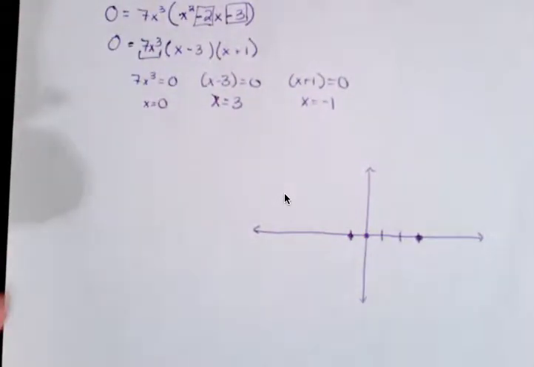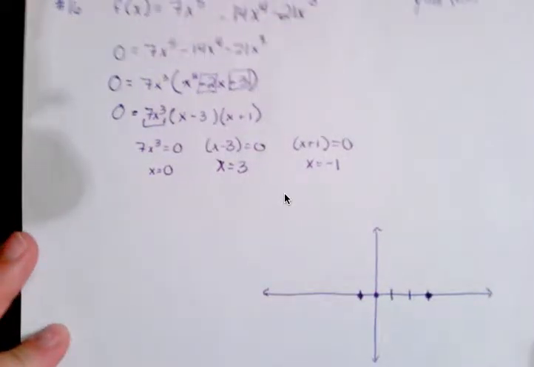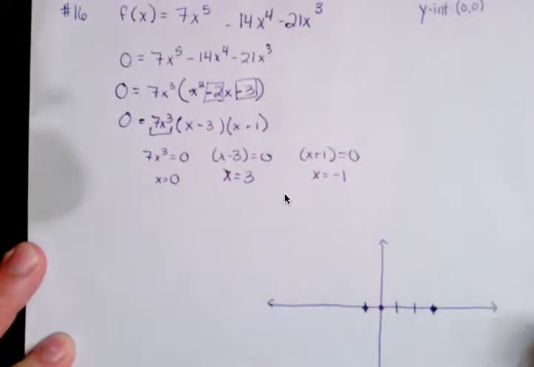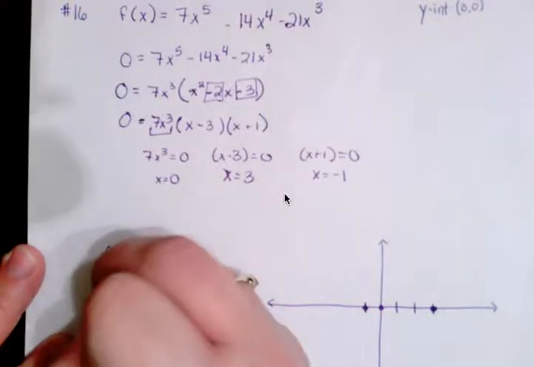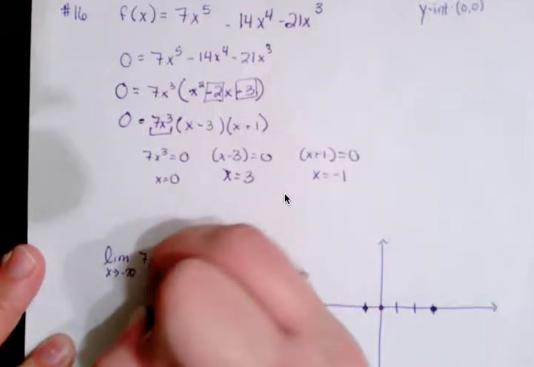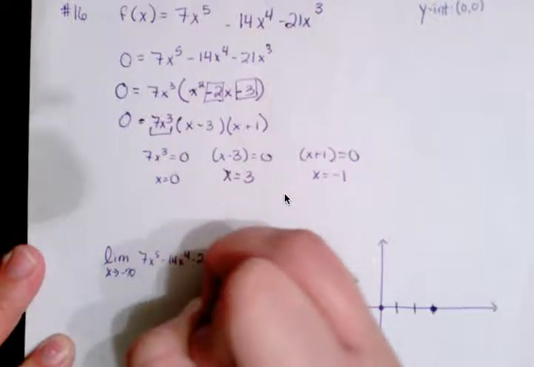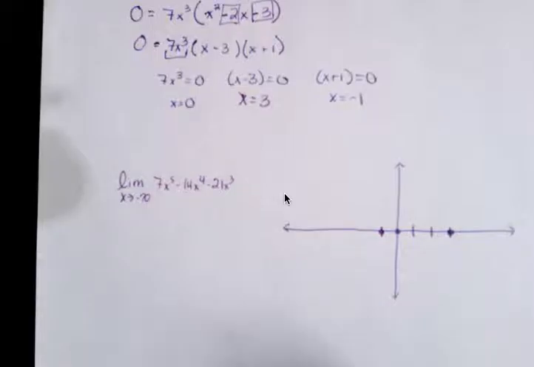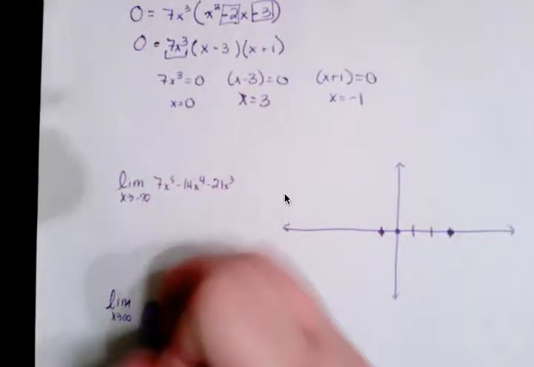Now, if you remember, to figure out exactly what's going on, we have to find the end behavior model of this function. So to find the end behavior, we take limits. We have the limit as x approaches negative infinity of 7x to the fifth minus 14x to the fourth minus 21x cubed. And we have to do the limit as x approaches infinity of all of this.